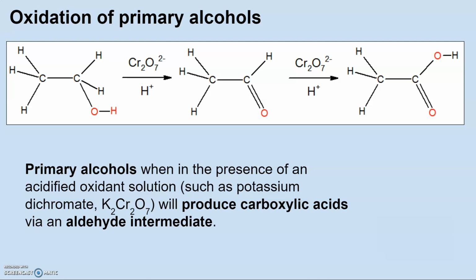So Cr2O7 2- is dichromate. Dichromate is a strong oxidizing agent. An alternative strong oxidizing agent is permanganate, MnO4-. In both cases, they are acidified. So acidified dichromate or acidified permanganate. Potassium doesn't do anything. Yeah?